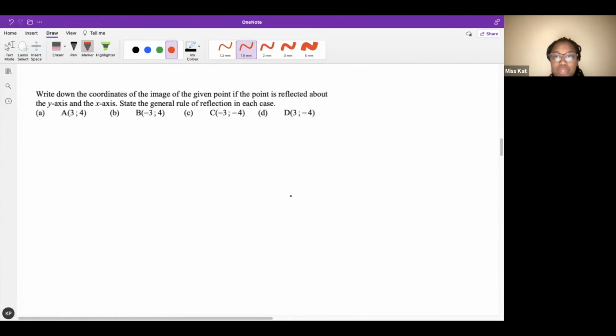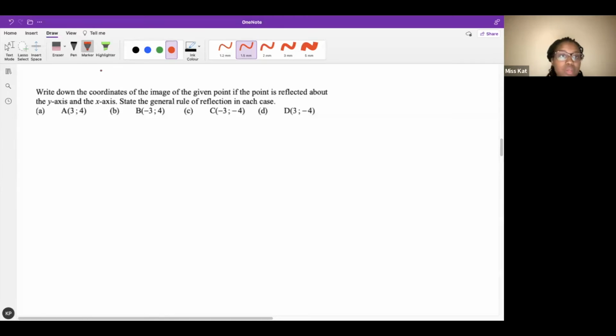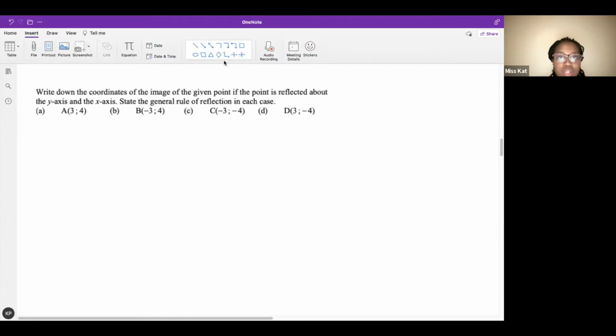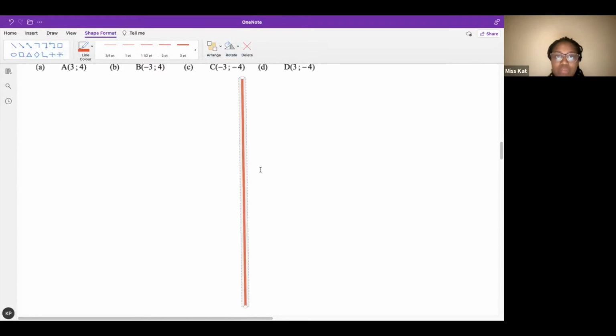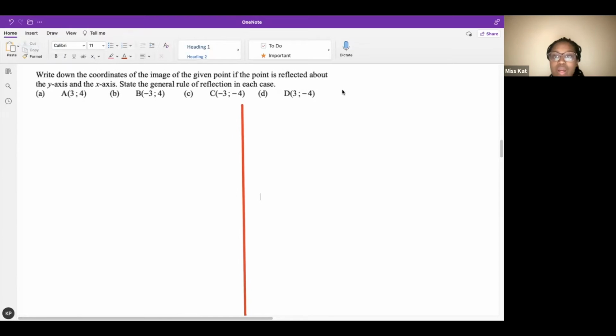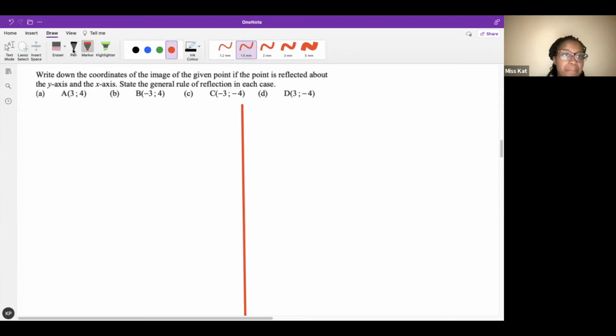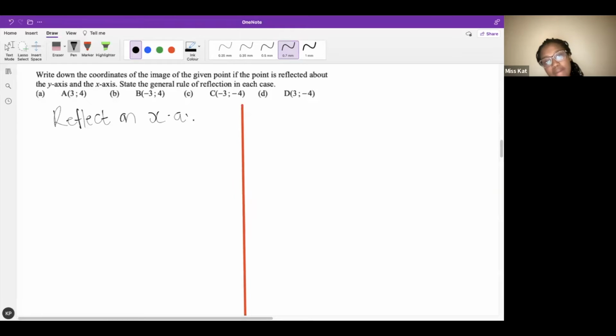Now, let's practice. I'm first going to insert a line because we have two different questions actually here. So I'm going to answer one of them on the left and one of them on the right. Our question says, write the coordinates of the image if you reflect these on the X and the Y axis. Okay, so we're going to reflect them. Let me write reflect on X axis. And on this side, we're going to reflect on Y axis, the same points.